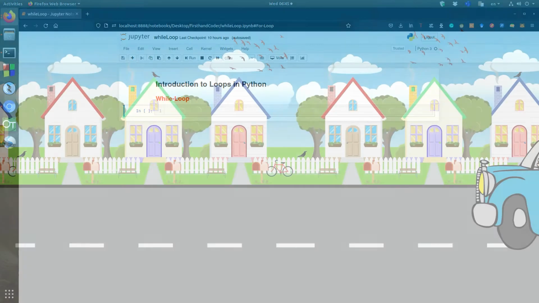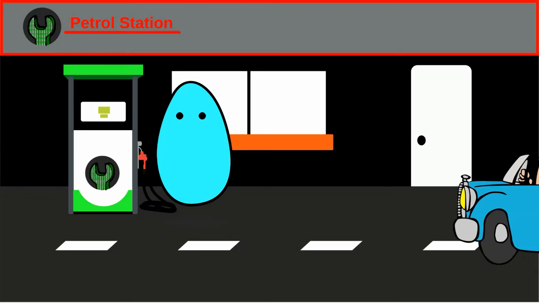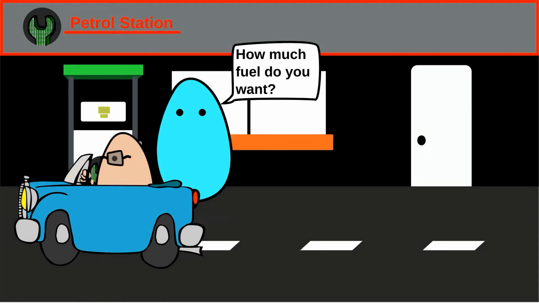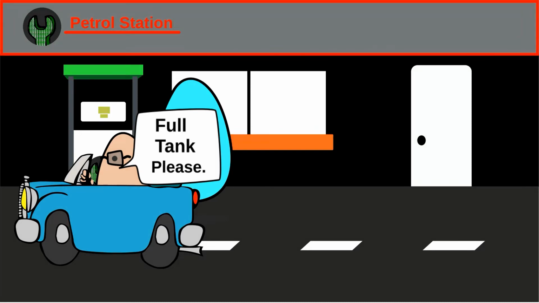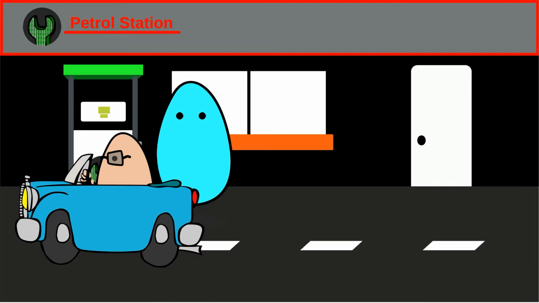For example, let's say you went to the fuel station. The fuel attendant asked you, "How much fuel do you want?" And you replied, "Full tank, please." In this case, the fuel attendant doesn't know precisely when to stop filling the tank. So he keeps filling the tank in a loop until the tank is full to the brim. This is an example of a while loop.